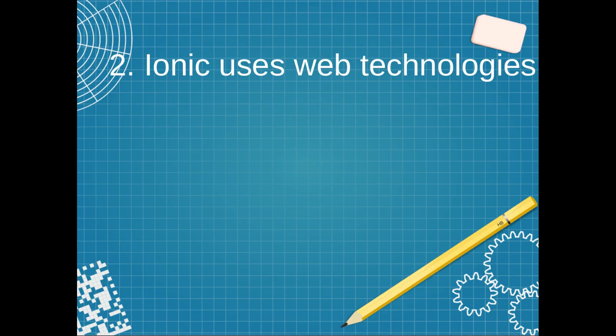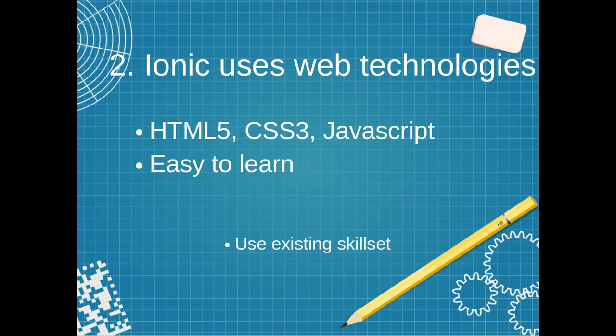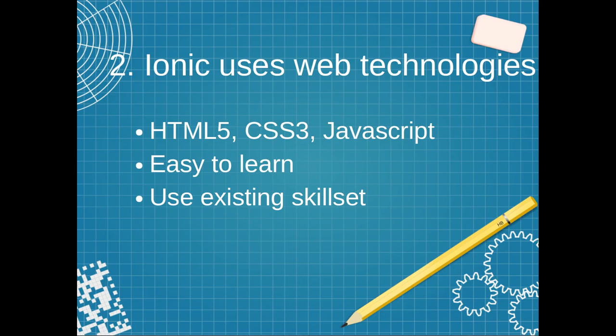The second reason why you should be using Ionic is that Ionic makes use of web technologies. Now, these are your standard HTML5, CSS3, and JavaScript. Now, your web technologies are an advantage because they are easy to learn. For those of you who are already web developers, you can use your existing skill set to create mobile applications. Now, this is an advantage because you won't have to learn a completely new language like Swift or Objective-C for iOS, or Java and Kotlin for Android.